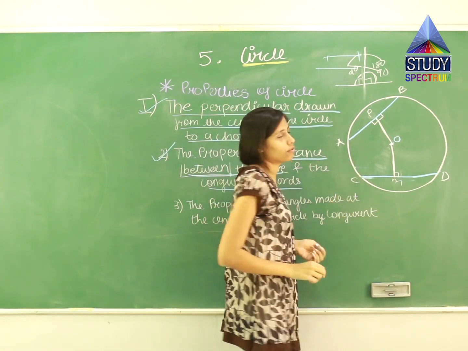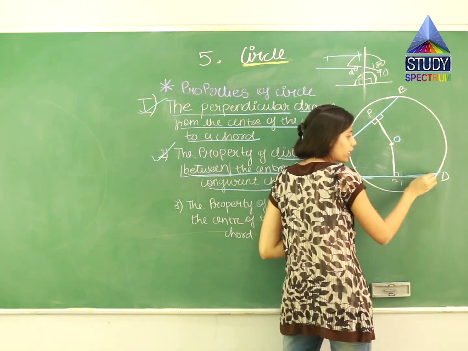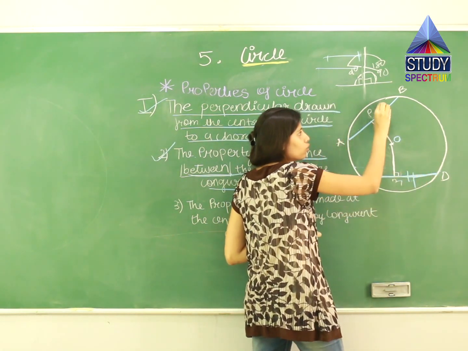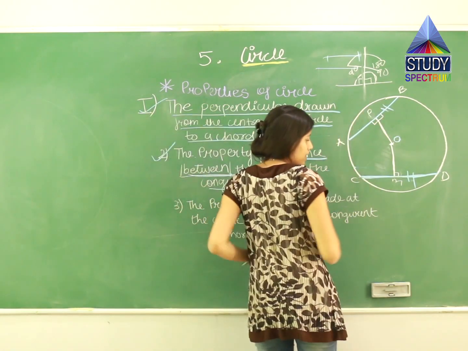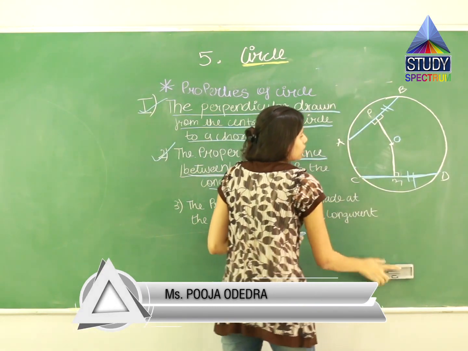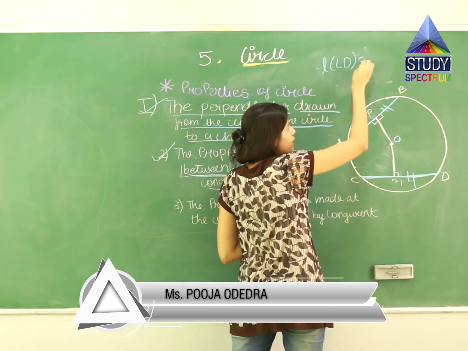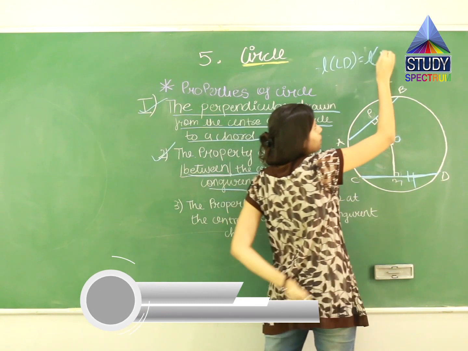The property says, I have already told you, congruent chords means equal in length. Means what? CD is equal to AB. Look over here. In this property, length CD is equal to length AB.